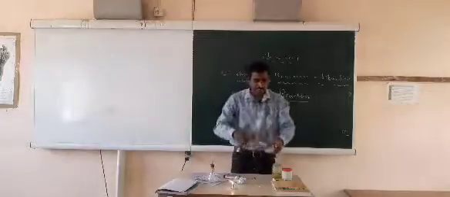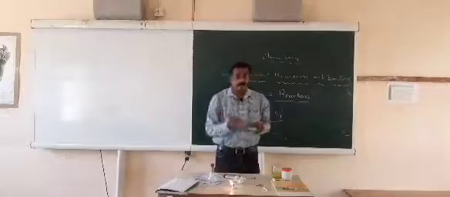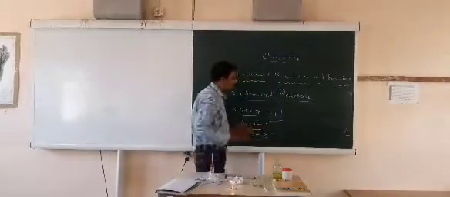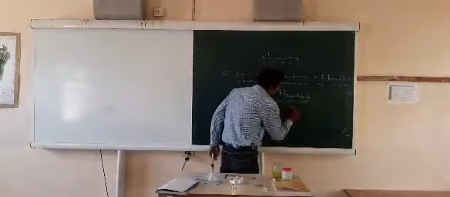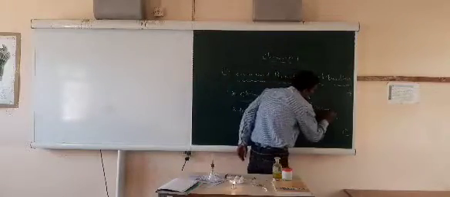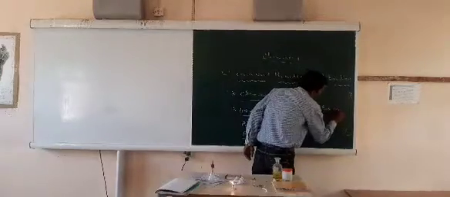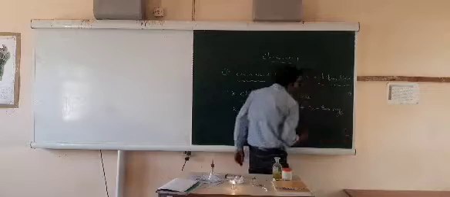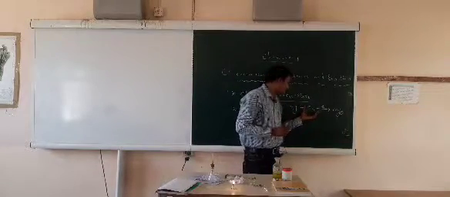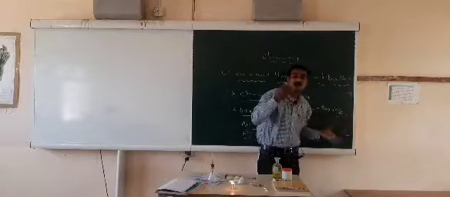This ash is magnesium oxide. How do we write the chemical formula? Mg plus O2, we give heat, and the product is MgO. It means magnesium came into contact with oxygen and the product is called magnesium oxide.